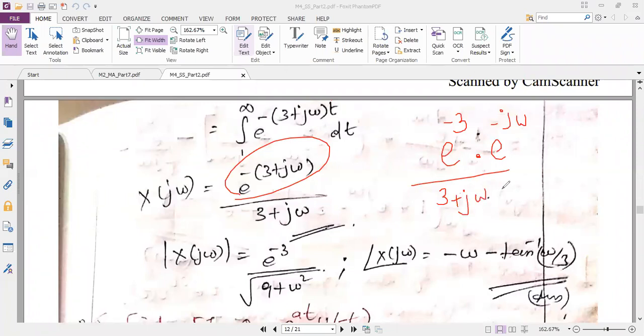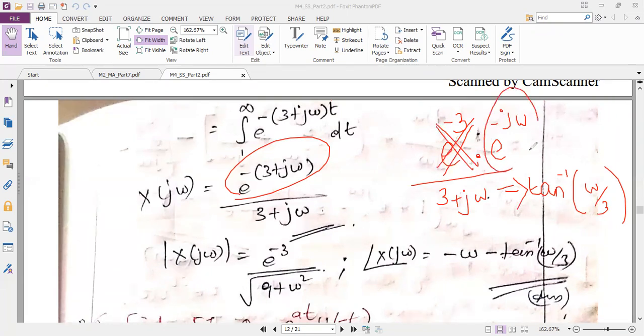For the denominator, I don't need to ask you the formula. I will write it myself: tan inverse of b by a. B by a is nothing but omega by 3. So the denominator I have done successfully, but the numerator part I have to think about. Since we are finding the phase, I should not consider the real part now. I should consider only the imaginary part.